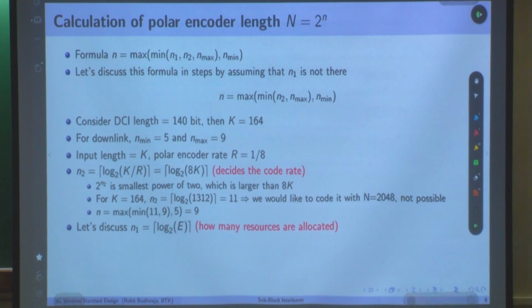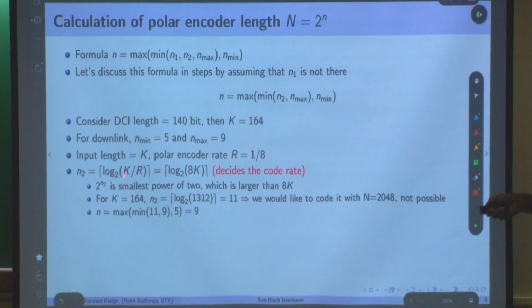Now this operation, this N2, decides the code rate. The code rate is decided now. What is the code rate? 168 by 512, correct? That's this formula; this one is deciding the code rate. N2 decides the code rate.